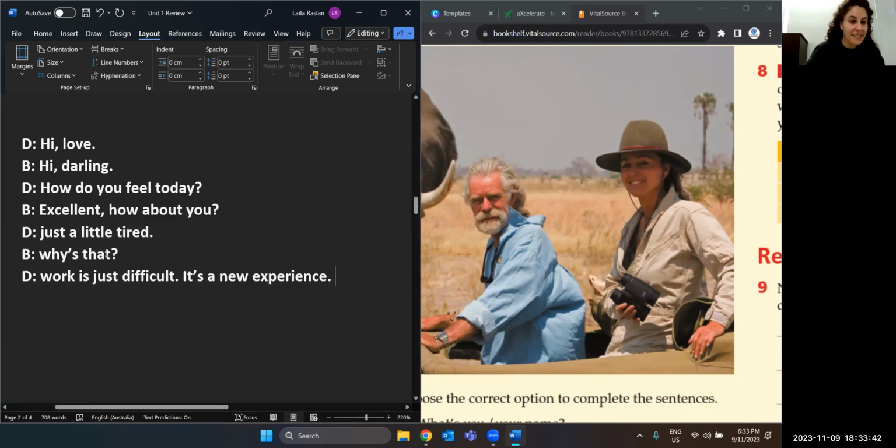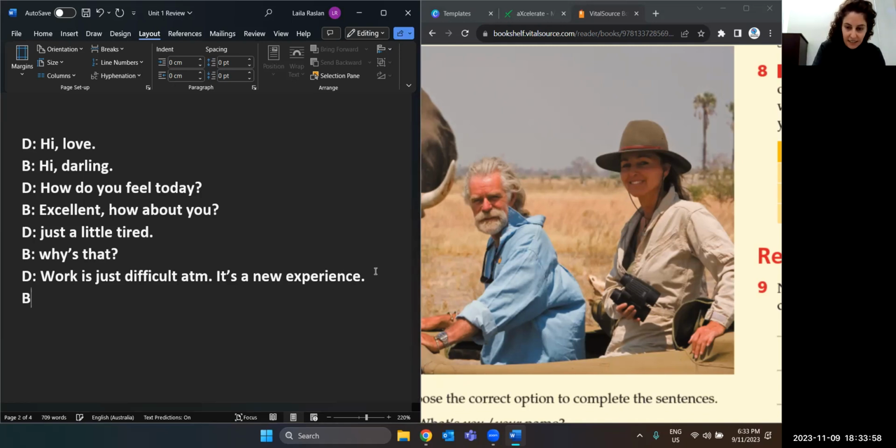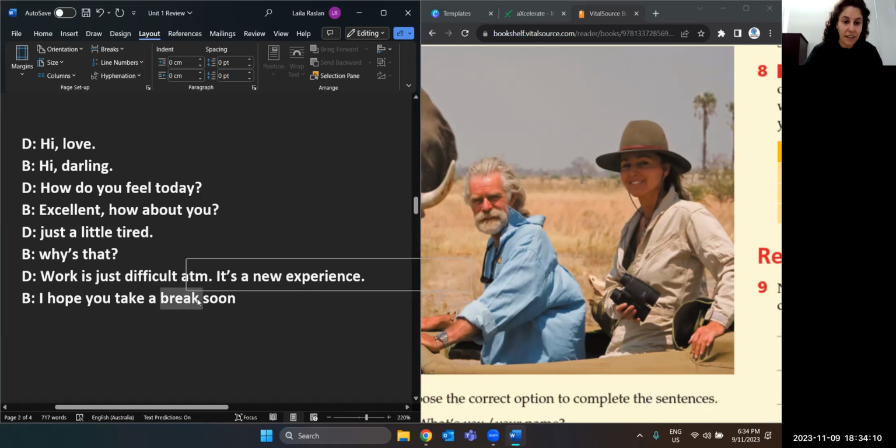So you could say, "Why is that?" And he could say, "Oh, work is just difficult at the moment. It's a new experience," and he could explain what the new experience is. And then she says, "I hope you take a holiday." We say, "I hope you take a break soon." Or "I hope you take time off." Another word for break is time off. I hope you take time off soon.